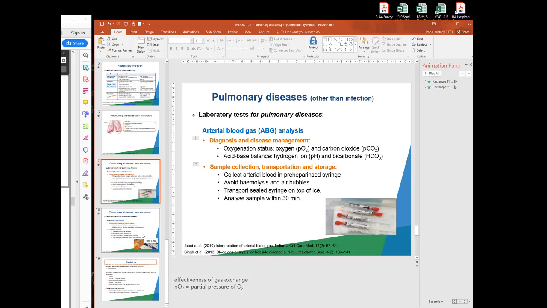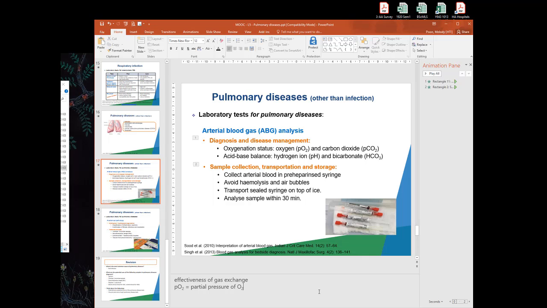Arterial blood gas, ABG, can be used to diagnose pulmonary disease and for disease management. It can check the effectiveness of gas exchange in the lung by measuring the partial pressure of oxygen and carbon dioxide. It can also test the acid-base balance in our body by checking the pH and bicarbonate.